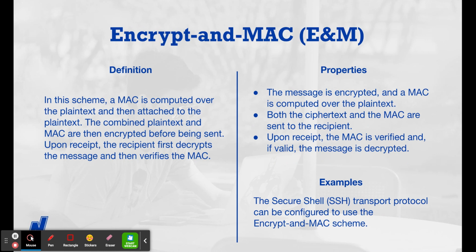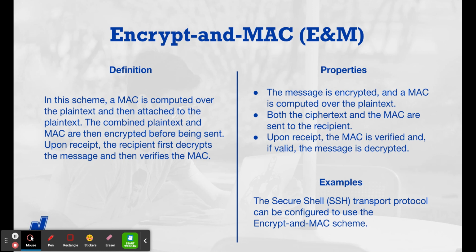Next, we're going to be talking about the third scheme, which is the encrypt and MAC. In this method, the plaintext is first encrypted, then a MAC is computed over the plaintext. Both the ciphertext and the MAC are sent to the recipient. Upon receiving it, the recipient verifies the MAC. If the MAC is valid, the recipient then decrypts the message.